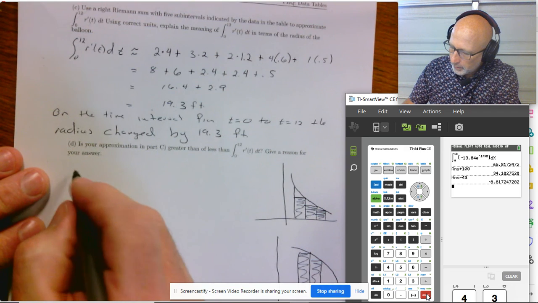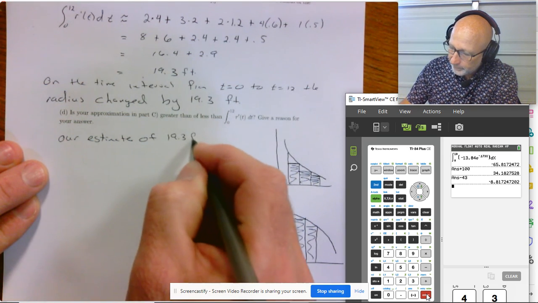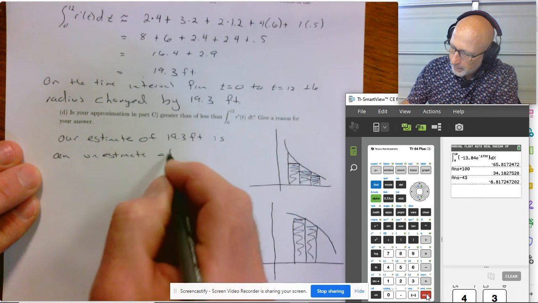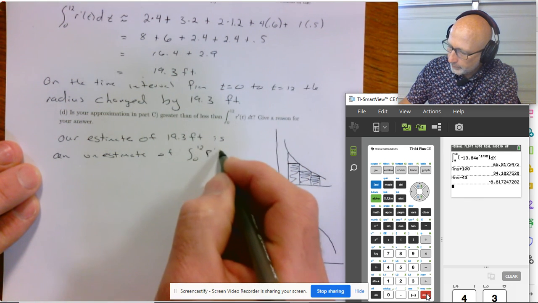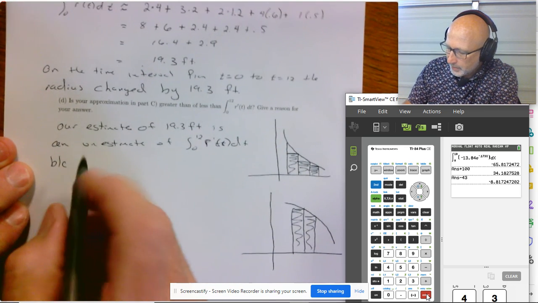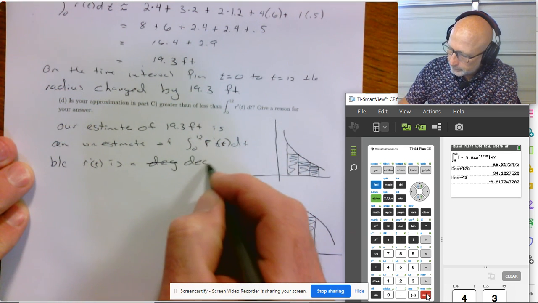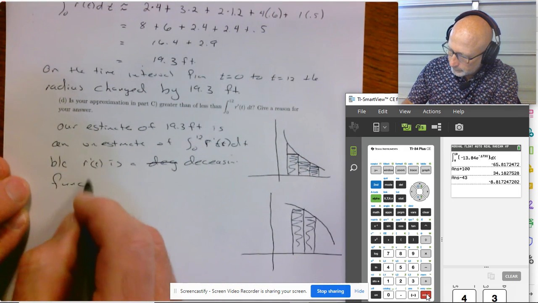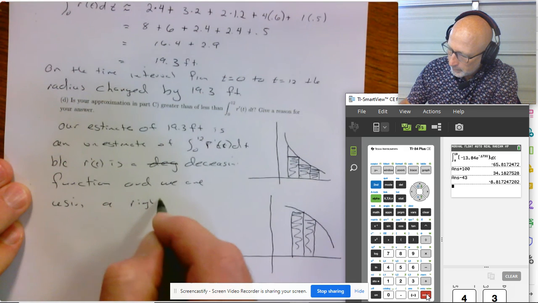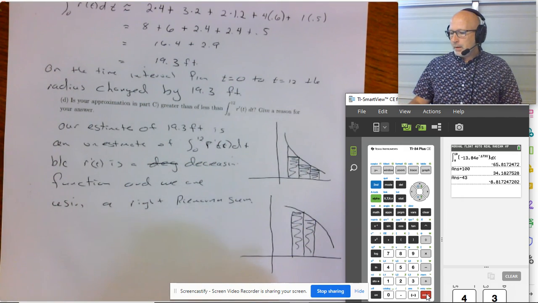Okay, so our estimate of 19.3 feet is an underestimate of the integral from 0 to 12 of r prime of t dt for two combined reasons, because r prime of t is a decreasing function, and we are using a right Riemann sum. Okay, so there we go.